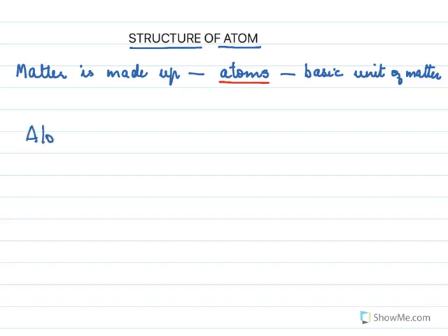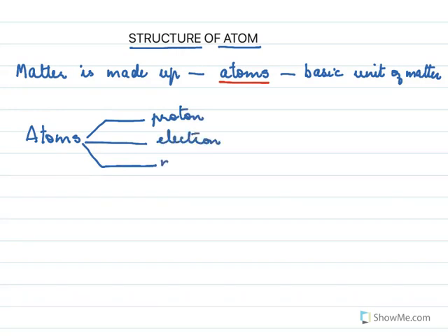The first thing we must know is atoms are made up of 3 subatomic particles. We have the proton, the electron, and the neutron. These are the 3 particles present in the atom. When it comes to charge, the proton is positively charged, the electron is negatively charged, and the neutron is neutral.